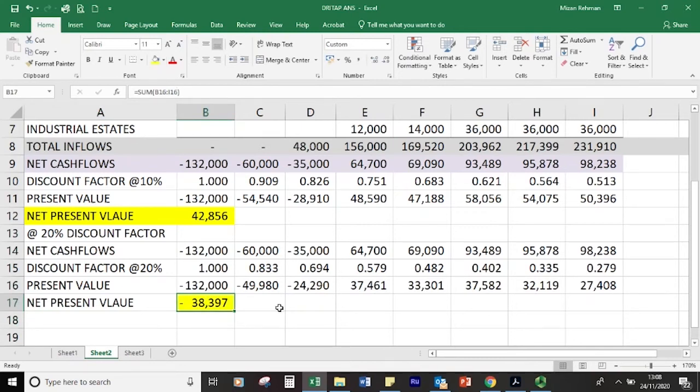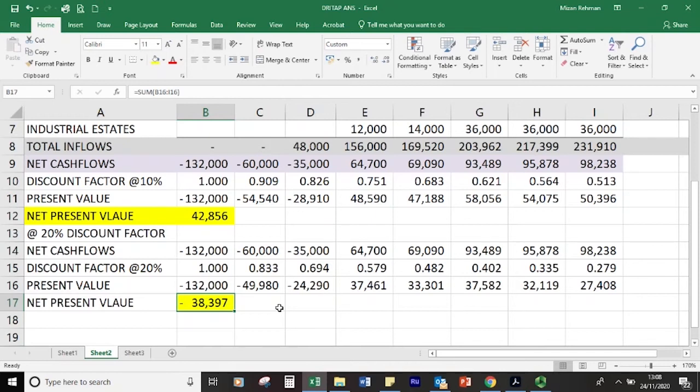38,397. If it's 10%, then the project is profitable. It's giving us a positive NPV, and if it's 20%, the project is giving us a negative NPV. That means project is not profitable.